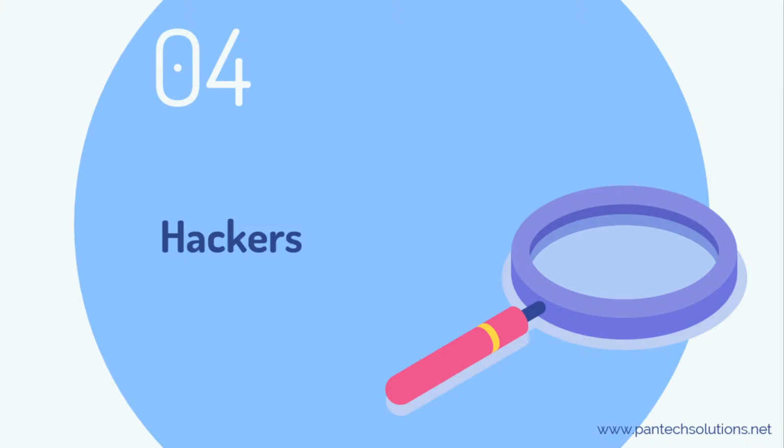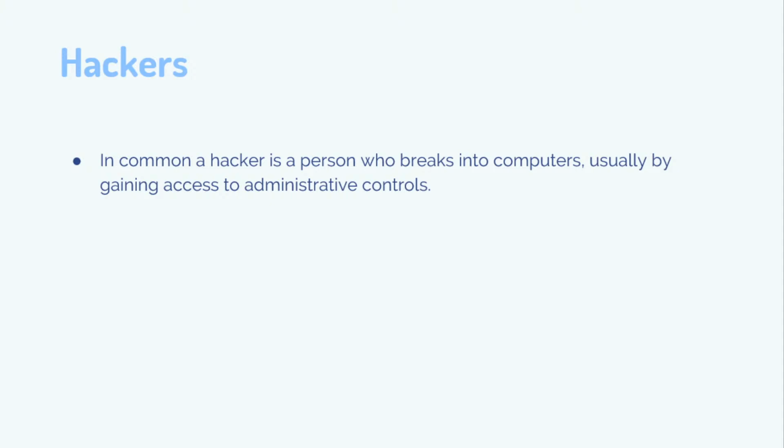And we have hackers. We will see about different types of hackers. In common, a hacker is a person who breaks into computers, usually by gaining access to administrative control. So whoever can access administrative control will retrieve all the data to their own PC. That is the use of hackers.